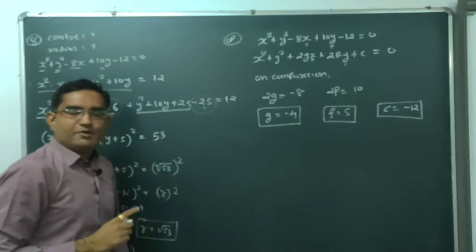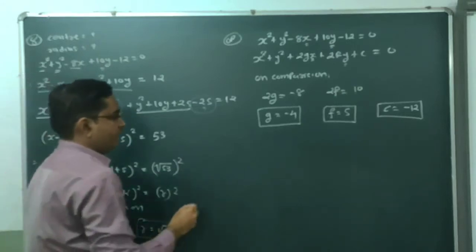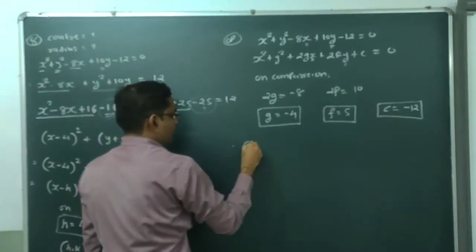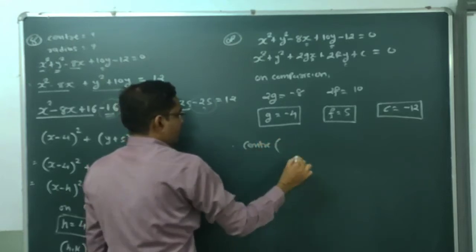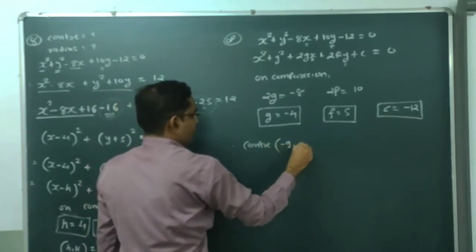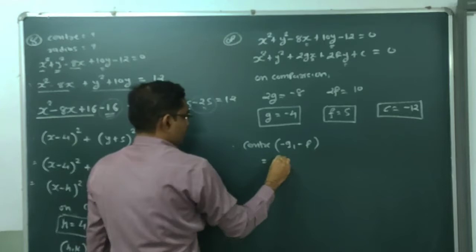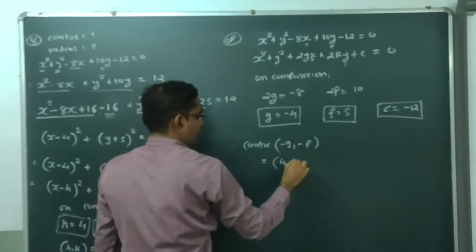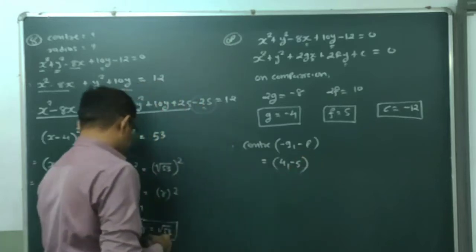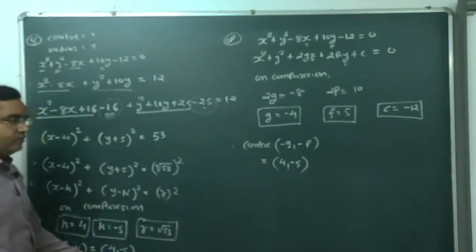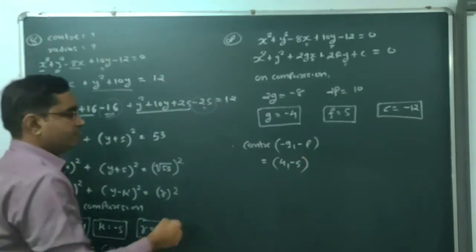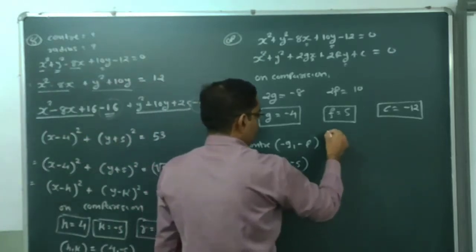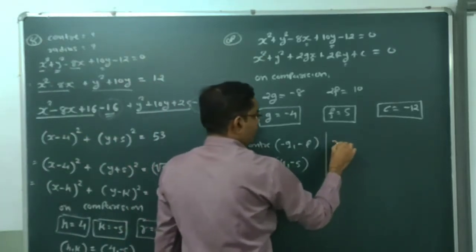Done. So after getting the values of g, f and c, we can write the coordinates of the center. Therefore, the coordinates of the center of the circle are (-g, -f). So -g is 4, and -f is -5. So (4, -5). Done. These are the coordinates of the center of the circle.